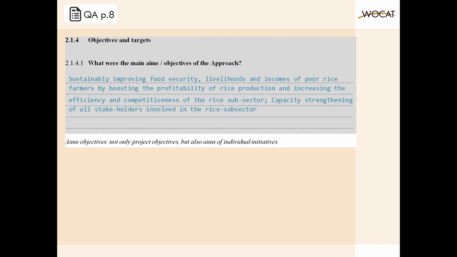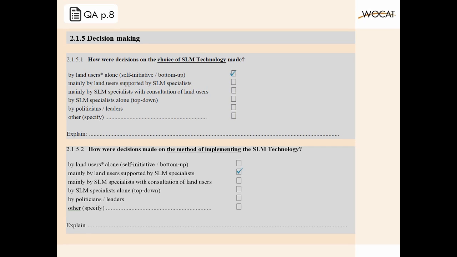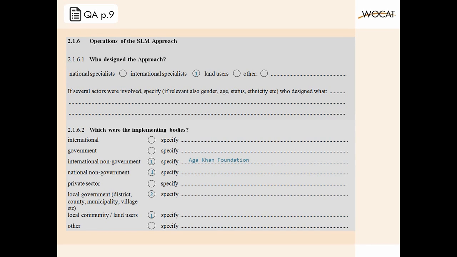After stating the problems, the main objectives or aims of the approach are addressed. These not only cover project objectives, but also those of individual initiatives. The next section is about decision-making at various levels. It covers how decisions were made on the choice of the SLM technology and on the method of implementing the technology. The next questions deal with who designed the approach and by whom it was implemented.